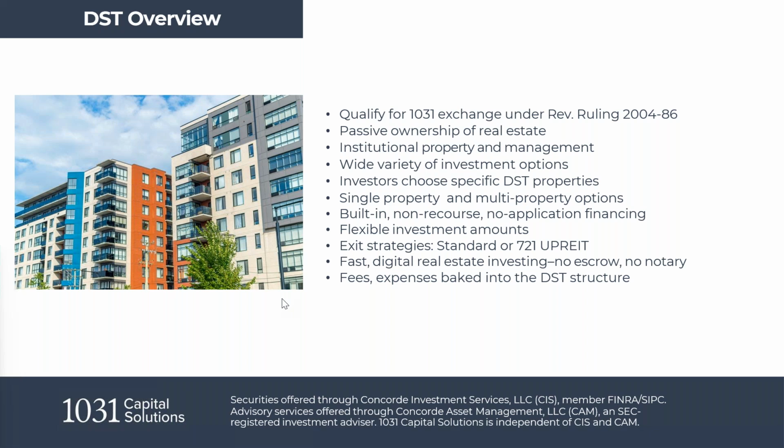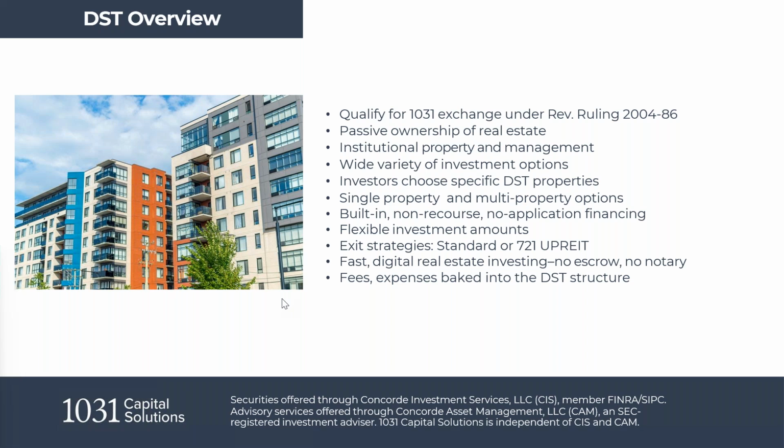Some DSTs are structured with multiple properties. So you might invest in a single DST, but it has 2 or 4, sometimes even 10 or 12 properties in that DST. So an investor might get the benefit of diversification with a single investment. They're getting one direct deposit for their rent every month. They're getting one quarterly report. They're getting one tax statement at the end of the year, but their investment is actually spread across maybe 10 or 15 investments.